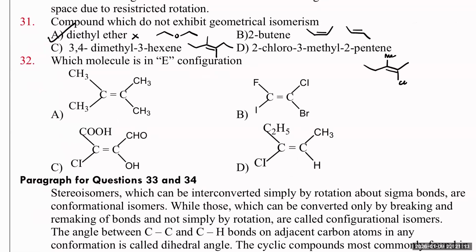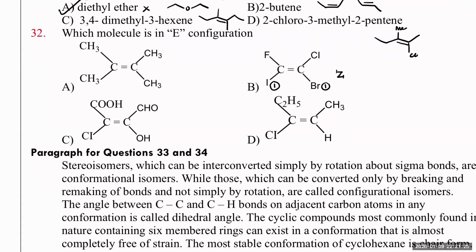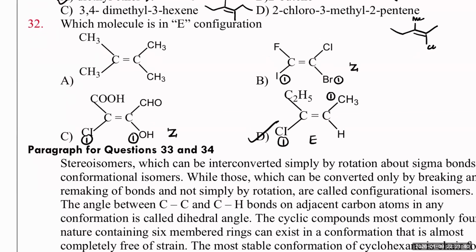Which molecule is in E configuration? Here there are no geometrical isomers, so we can rule it out. Here priority wise 1, priority wise 1. So this is Z configuration. Priority wise this is 1, priority wise this is 1. So this is also Z configuration. Priority is 1, priority is 1. So that makes it E configuration. So D. Check out question 32, everybody.